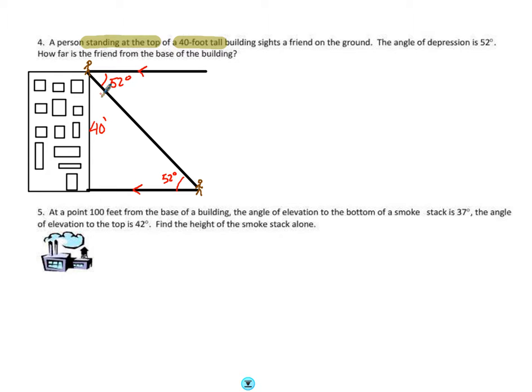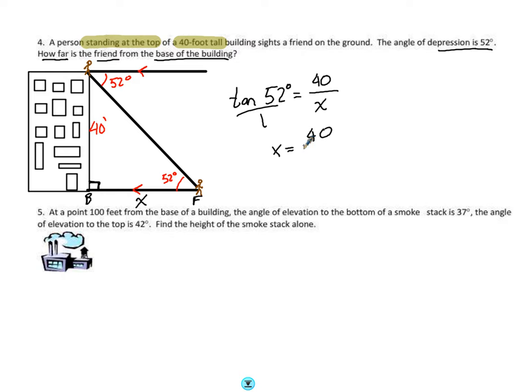So the angle of depression is 52 degrees, we've already labeled that. We want to know how far the friend is from the base of the building. So from the base of the building to his friend, we want to know that distance. So we're trying to find that value of x. Since we're trying to find the adjacent side and the opposite side is given to me for the angle 52, I'm going to use the tangent of 52 degrees, and that's going to be equal to the opposite side, which is 40 feet, over x feet that I'm trying to solve. A little cross multiplying and dividing, x is going to be equal to 40 divided by the tangent of 52 degrees.